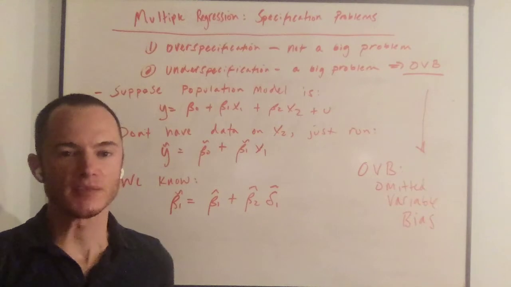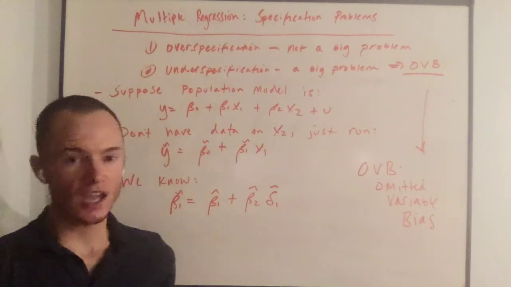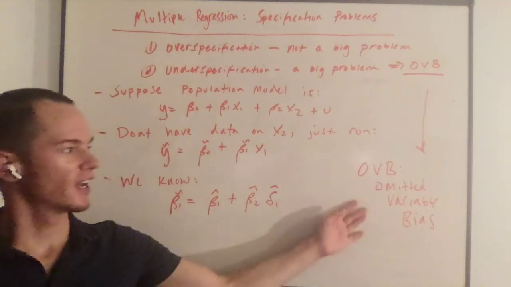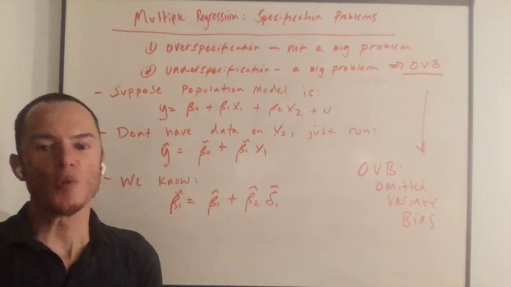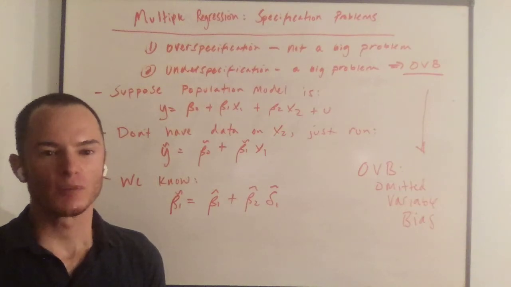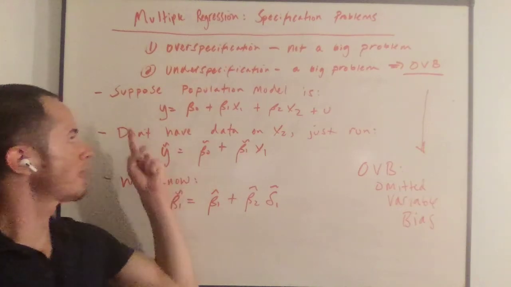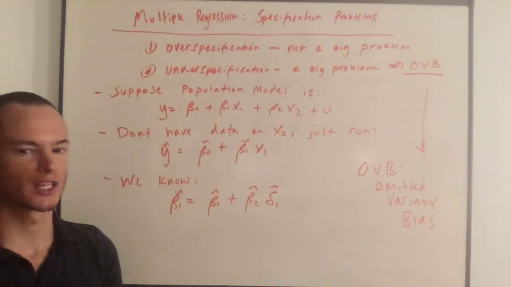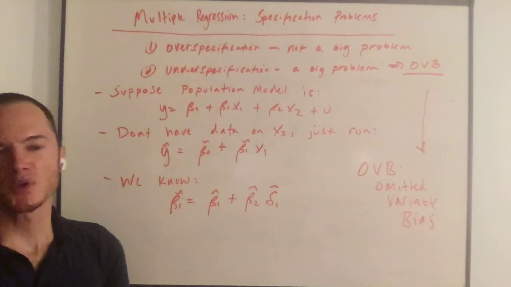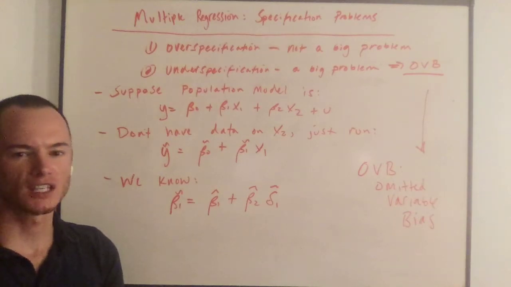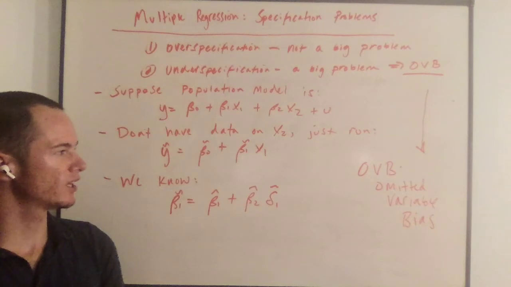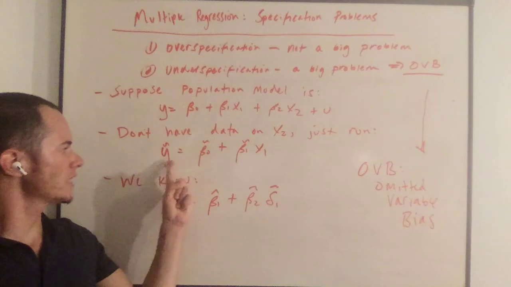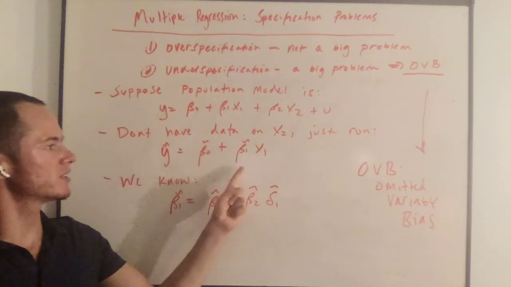However, under-specification is a much bigger problem because we may see omitted variable bias. Suppose our population model is y equals beta naught plus beta 1 times x1 plus beta 2 times x2 plus u, and suppose that for some reason we don't have data on x2. So we're just going to run a regression with x1, and that's this regression with tildes here: y tilde is equal to beta naught tilde plus beta 1 tilde times x1.